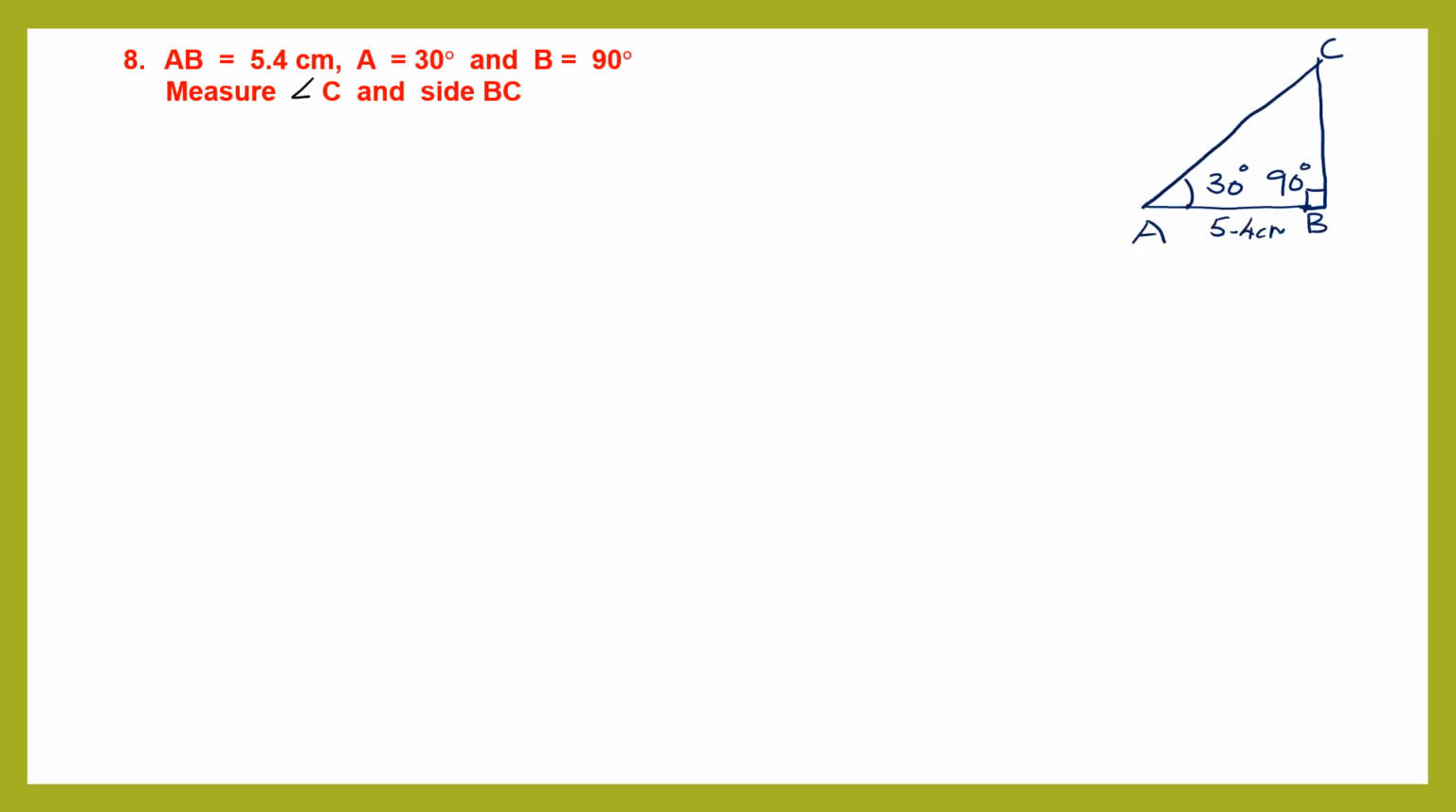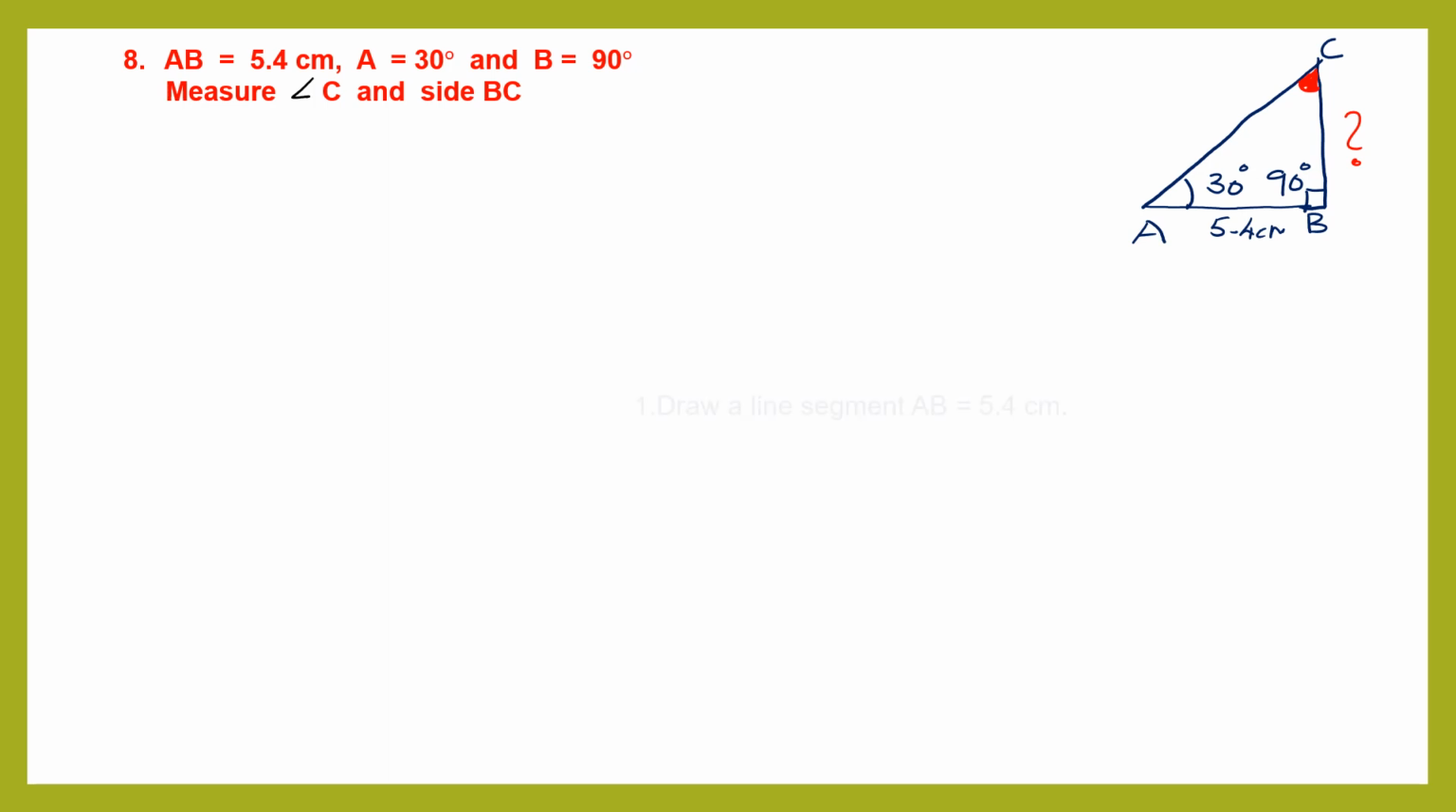Now what does the question say? Measure angle C. That is, we have to measure this angle. We have to get the measurement of this angle, and we're also asked to find side BC. We're also asked to find the measurement of side BC. So this is what our triangle will look like roughly.